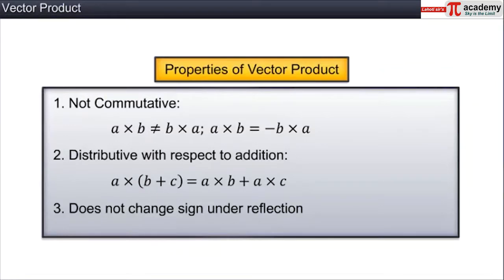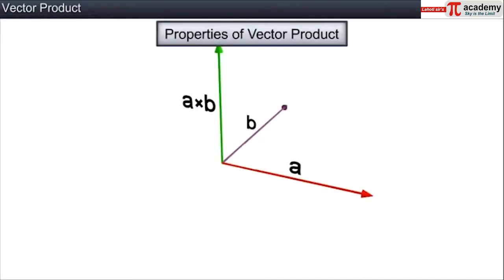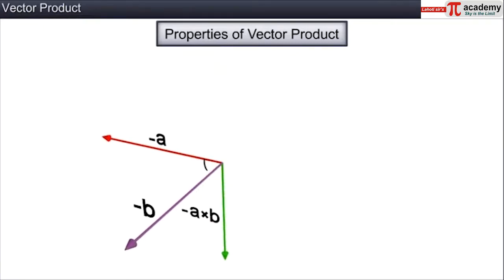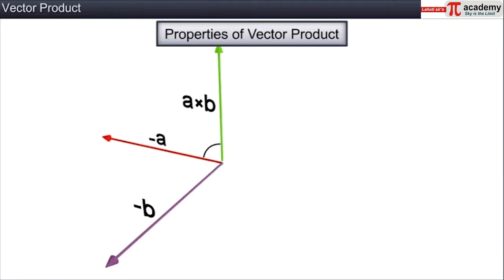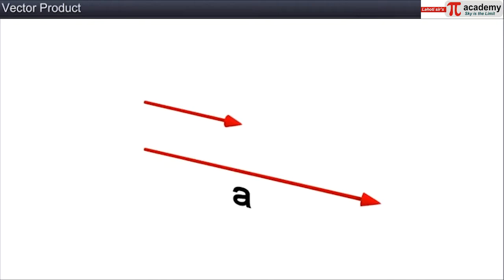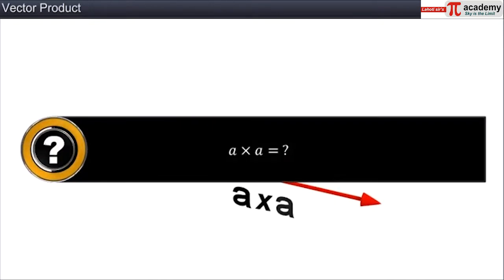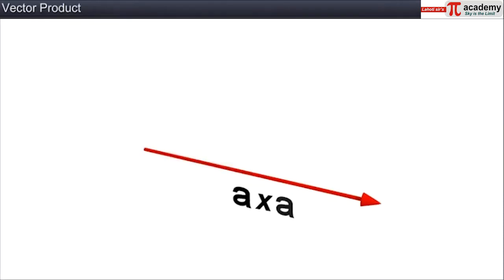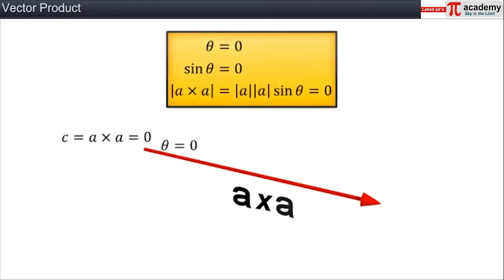The vector product does not change its sign under reflection. That is, if we replace A with minus A and B with minus B, there will be no change in the sign of A cross B. What is the vector product of two identical vectors, say A and A? It is equal to 0, because for theta is equal to 0, sine theta is equal to 0.